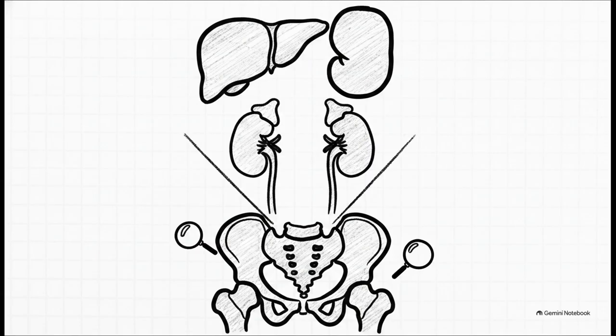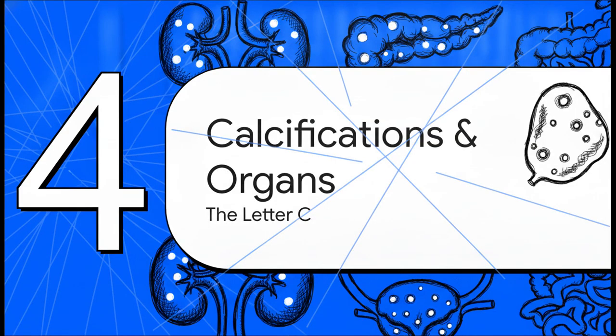Next, trace those renal contours. A loss or blurring of the bilateral psoas lines is actually a massive clue. It can point straight to a retroperitoneal hematoma or an abscess from something like acute pancreatitis. Finally, run your eyes over the lumbar spine and pelvis, checking for lytic or sclerotic lesions or even signs of ankylosing spondylitis. That brings us to step 4, calcifications in organs, the letter C in our framework.